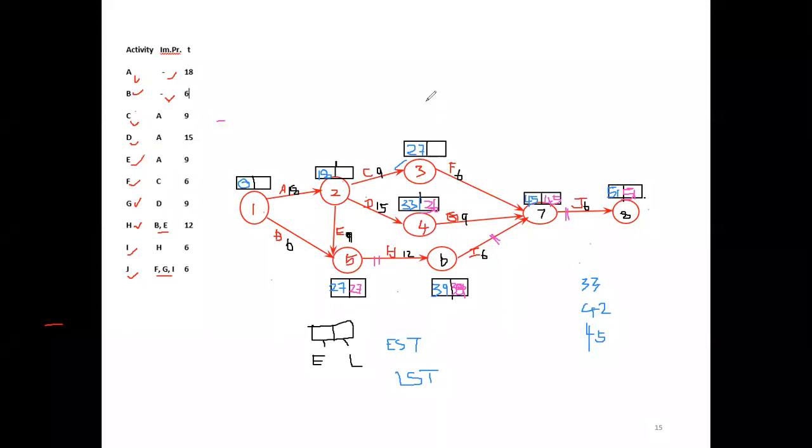Right. Now we will come to this next event, that is the third. That means from this 7 to this third. So from 45 to this activity, there is only one activity, F, 6. So 45 minus 6, 39. Here you insert 39. Here also EST is not equal to LST.